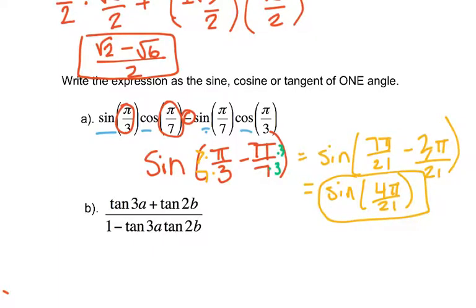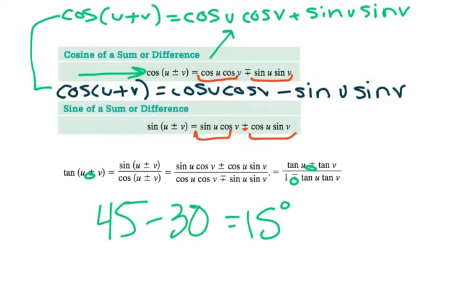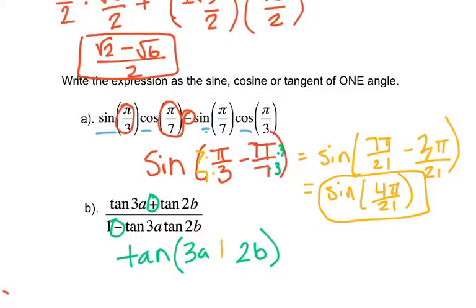Alright, the next one hopefully is pretty obvious that it's tangent. We just need to double check whether it's tangent of 3a and 2b added or subtracted. So there's a plus on the top and a minus on the bottom, and a plus on the top and a minus on the bottom is the top of this set. So it's going to be those two pieces added. You're just trying to see which one it fits into.